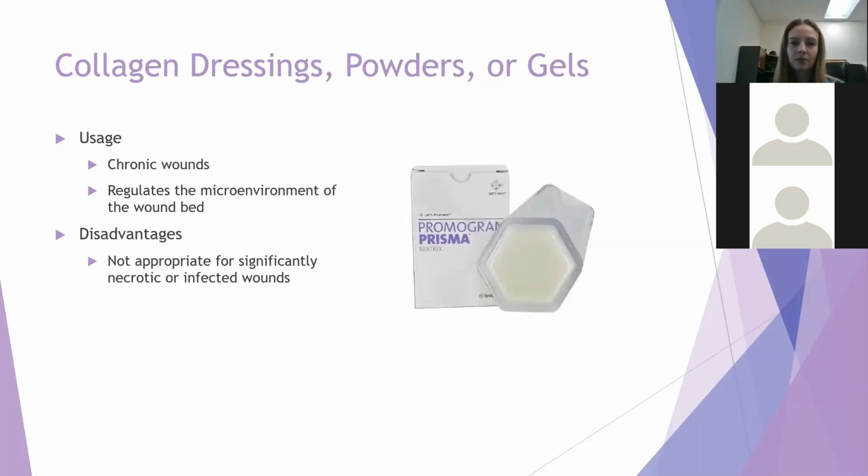Collagen dressings, powders, or gels are used for chronic wounds. They're used to regulate the microenvironment of the wound bed. The disadvantages are they're not appropriate for significantly necrotic or infected wounds. They work by providing collagen in the framework to help granulation and healing.